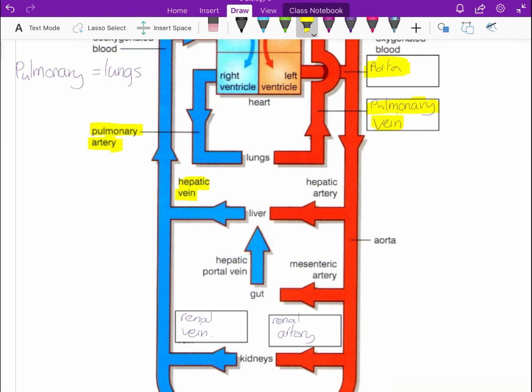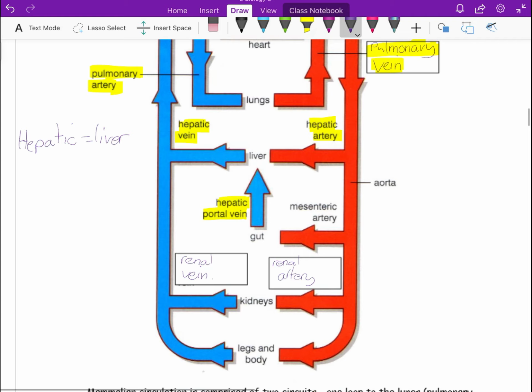Next one down on the diagram, we've got the hepatic blood vessels, so hepatic vein, hepatic artery, and hepatic portal vein. Now the word hepatic means that those blood vessels are associated with the liver. The only one that will prove to be slightly more difficult to learn is hepatic portal vein, because it goes against some of the other conventions.